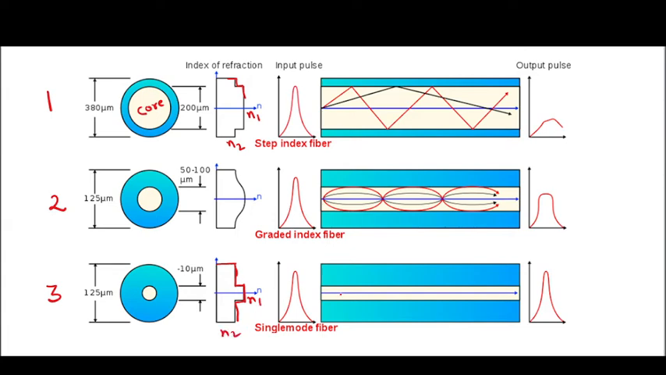Now the core of the fiber is so small that it supports only one mode of the light that passes along the axis, and you can see that the pulse on the left hand side appears similar on the right hand side. So the output is exactly the same as that of the input. So there is no significant loss when you send a signal.